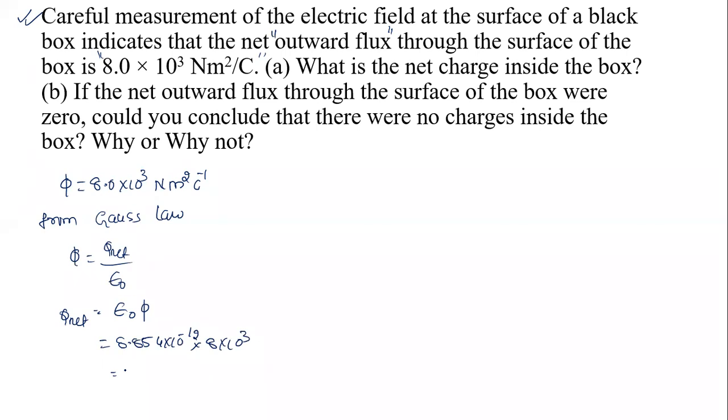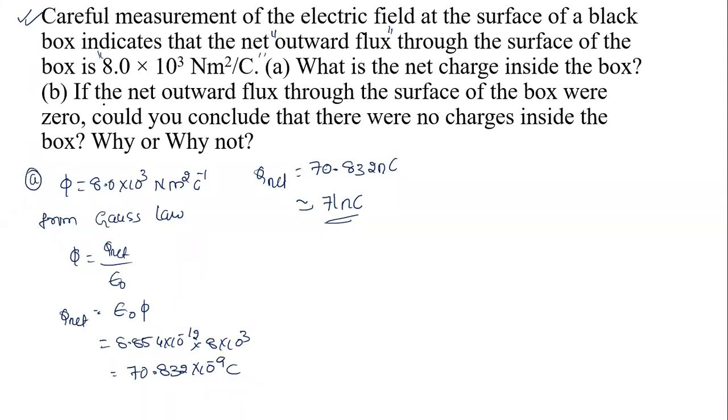If you multiply 8.854 by 8, you're going to get 70.832 into 10 power minus 9 coulomb. So Q net is equal to 70.832 nanocoulomb, or numerically nearly equal to 71 nanocoulomb, you can write. If you want, you can write it, not an issue. If you don't want, you can leave it. So this is A part of the question.